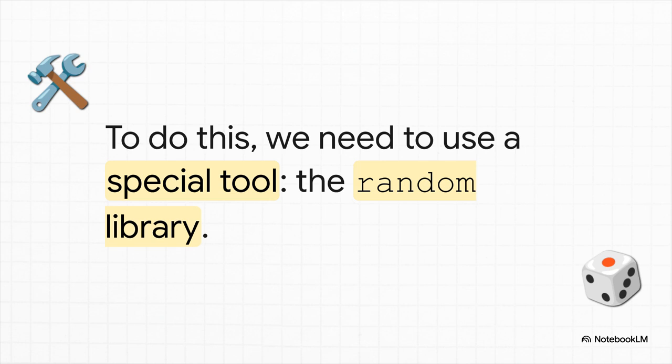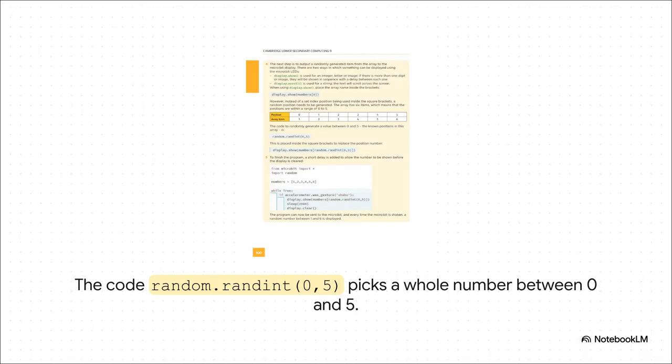For our job, we need the random toolbox. So let's see what that looks like in the code. Inside that random library, there's this awesome command called randint, which stands for random integer. And this is where it all clicks into place.